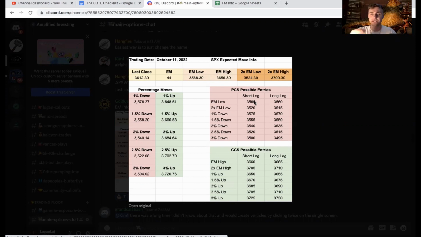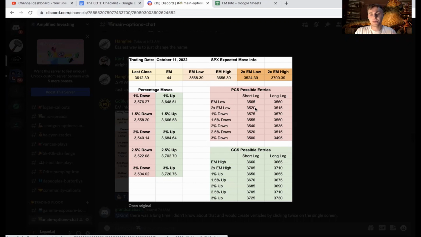And now that 0DTE is every single day, people got to cover positions every day now. That's why this volatility during power hour has been so different than it has been for a long, long time, because a lot of these big S&P 500 traders now have expirations every day.